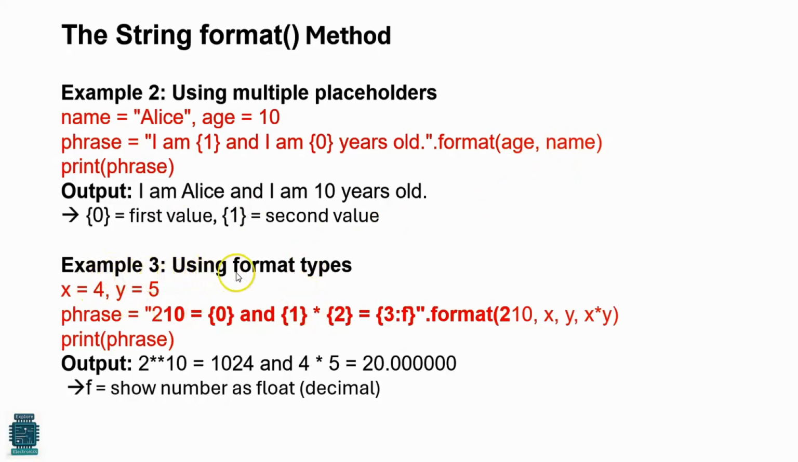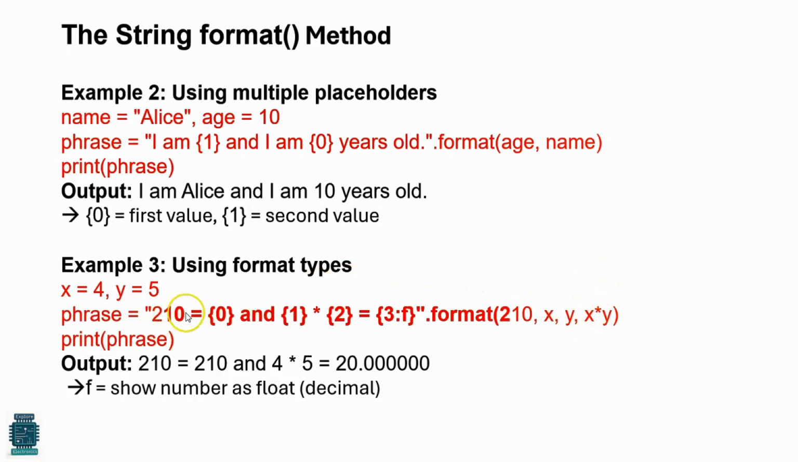And the third example is using format types. X is equal to 4, Y is equal to 5. Phrase is equal to "210 = {0}" hmm, with placeholders {1} into {2} is equal to {3:f}, dot format 210, X, Y and X into Y. Let us decode this. Print phrase. It will print the phrase. Here you have to understand that 210 is the 0th position, X is the first position, Y is the second position and X into Y is the third position.